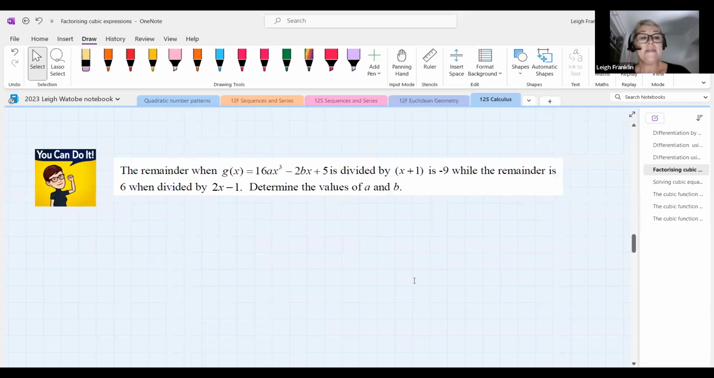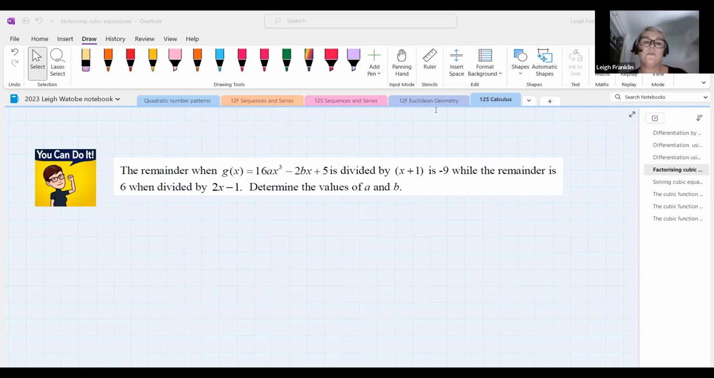All right, so then they can step things up a little bit and they can give you something like this. Okay, so the remainder when g of x is divided by x plus 1 is negative 9, while the remainder is 6 when it is divided by 2x minus 1. Determine the values of a and b. So how do we think that we're going to do this? How do we think we're going to solve for a and b? We have to solve simultaneously.